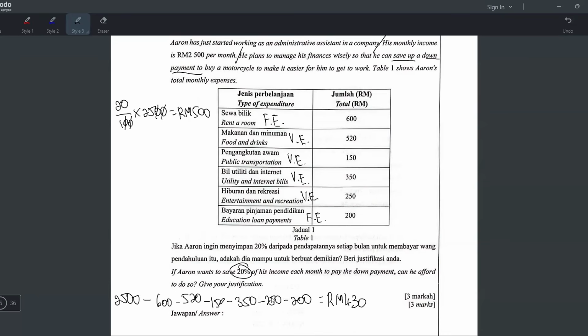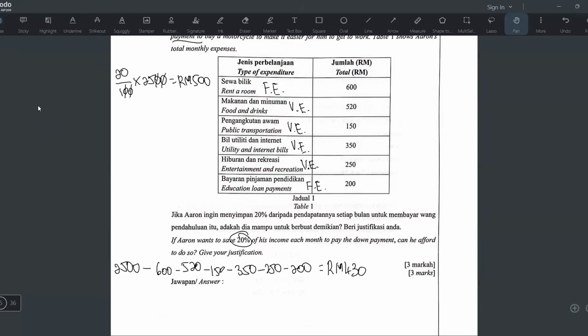But I don't really understand this part. Aaron wants to save 20% each month to pay the down payment. So this guy wants to save 20%. But 20% of the income is 500, right? So not enough lah. Yeah, it's not enough, because the cash flow is 430, and if you want to save 500, that's just not possible.